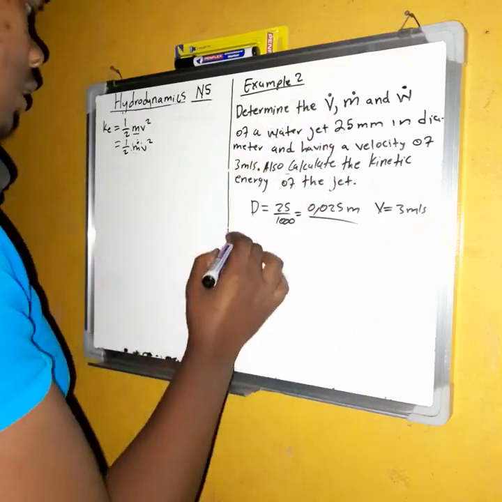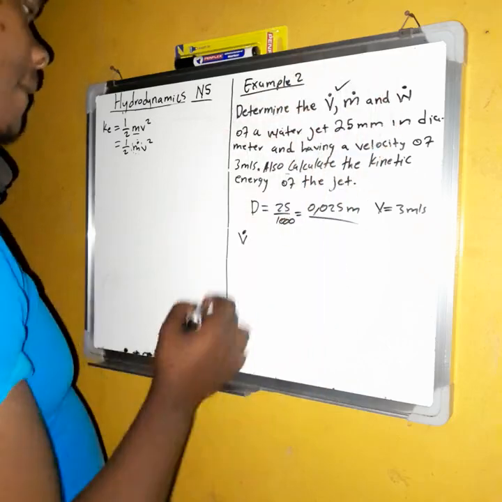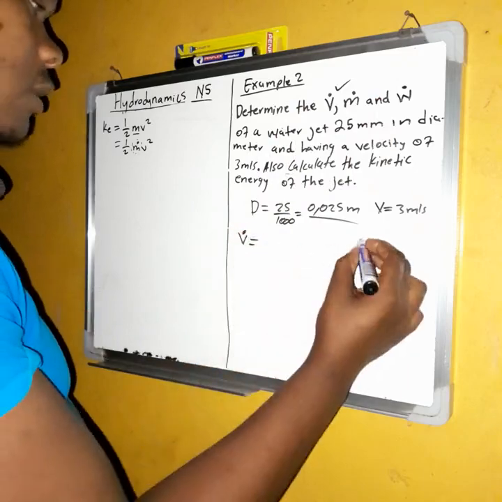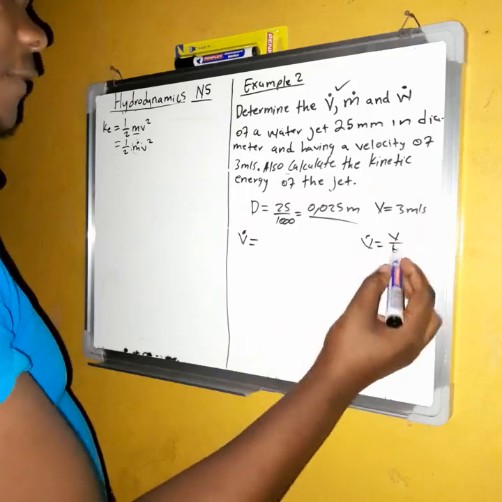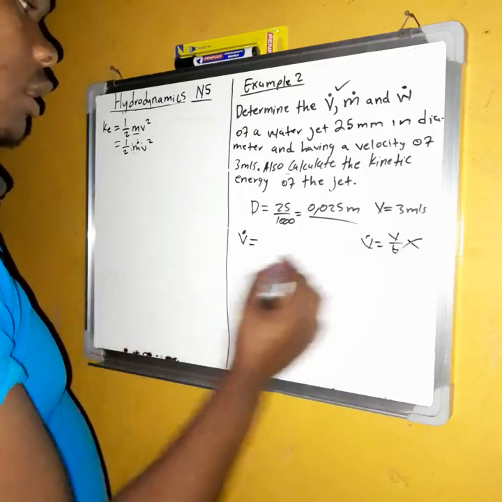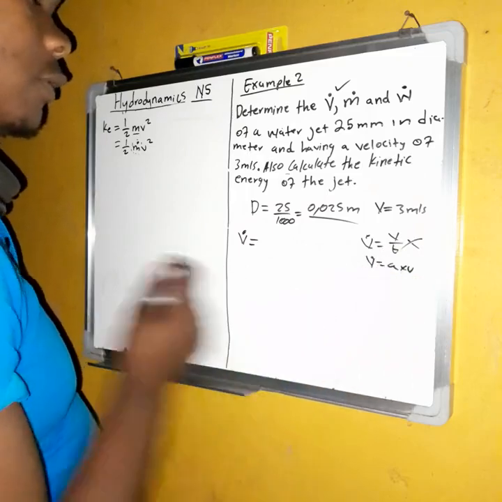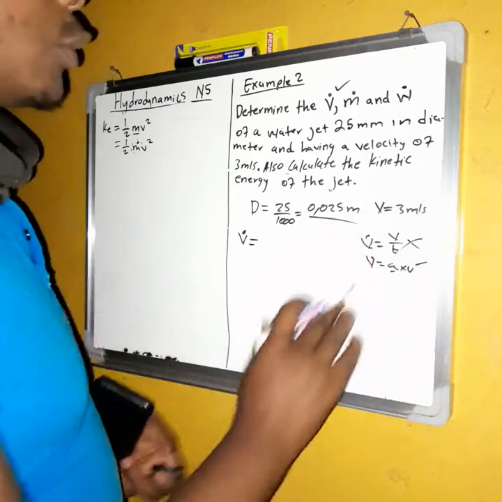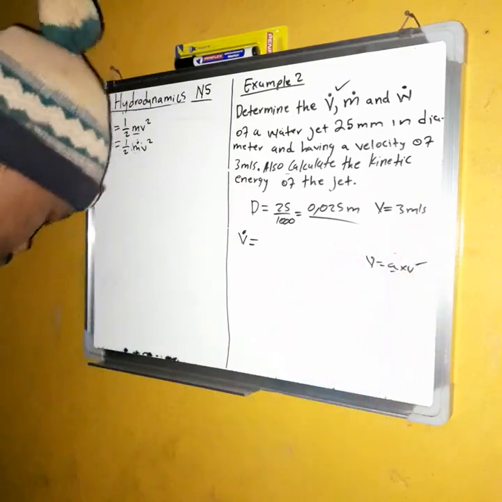So let us start with that. They want V. We know V is V/T, but we don't have time, so this formula will not work. We also have that this is equal to area multiplied by velocity. Since you're not given time, the first formula will not work.